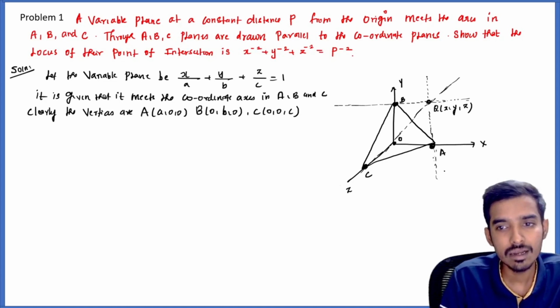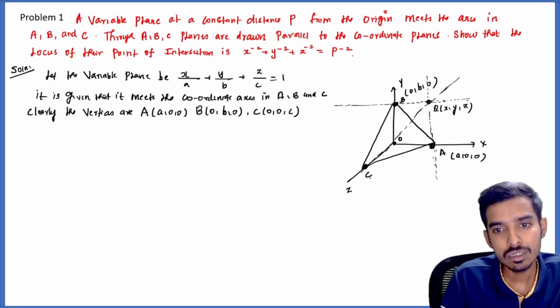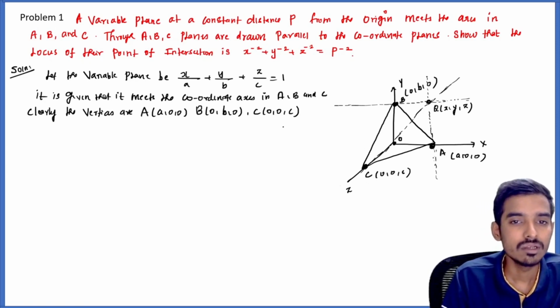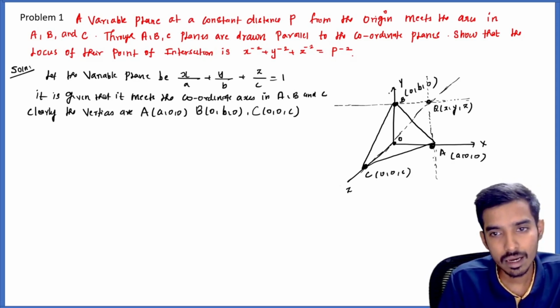Clearly the vertices are, therefore, this point is (a, 0, 0), this point is (0, b, 0), this point is (0, 0, c), right? This is capital C, this is small c. So these are the vertices, right?